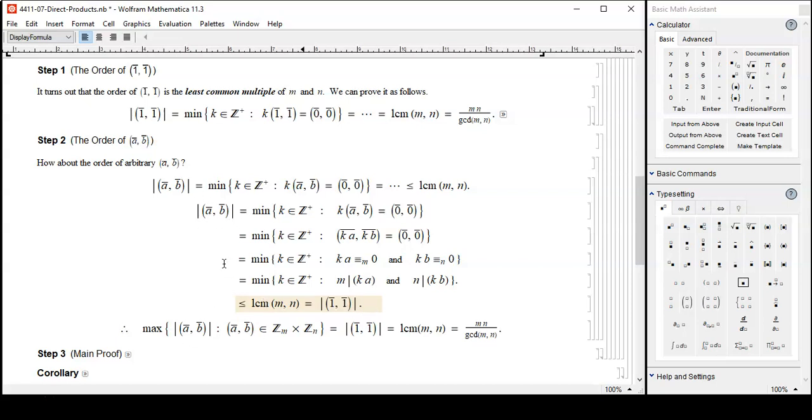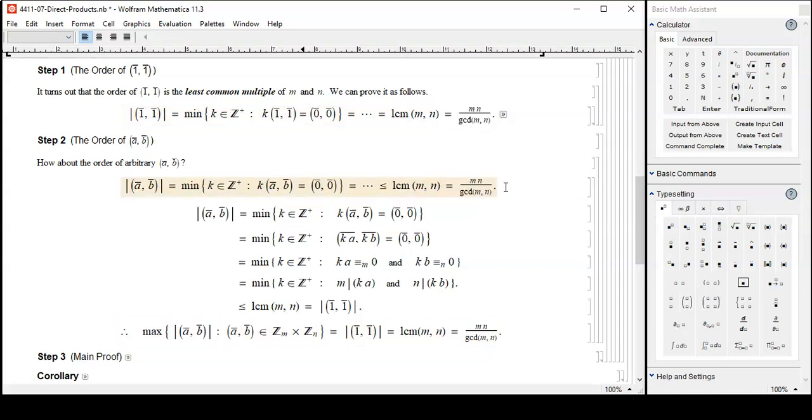So what do we have? The arbitrary case order is less than or equal to the maximal case, which is (1, 1), and that's mn over GCD. That's the LCM, so it's mn over GCD. Maybe I should express one more time here.